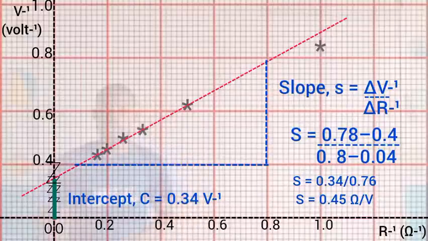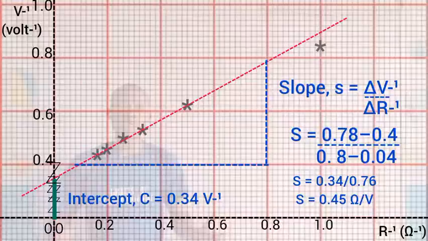Now, the next instruction we're going to carry out is to evaluate a quantity K. That K is equal to S over C, where S is the slope and C the intercept. So how do we obtain the value of K? It's simple. We know our slope already to be 0.45 and our intercept to be 0.34. Slope is 0.45 ohms per volt and intercept is 0.34 per volt.